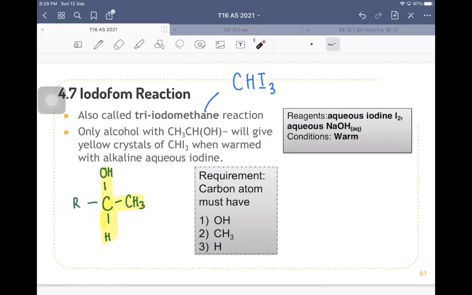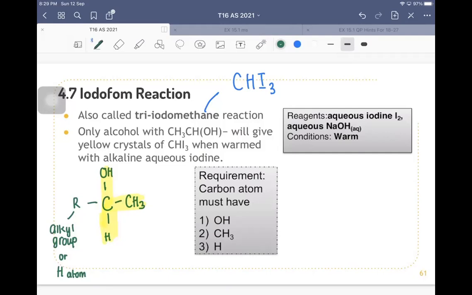So that's why we write it as an R, where it is an alkyl group, or it can be a hydrogen as well, no problem. Alkyl group or hydrogen atom, okay? But the most important thing is these 3 bonds, because only when you have a molecule and the carbon is attached to a hydroxy group, a methyl group, and a hydrogen, then only a positive result or positive test of the iodoform reaction will be shown.